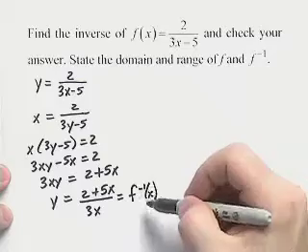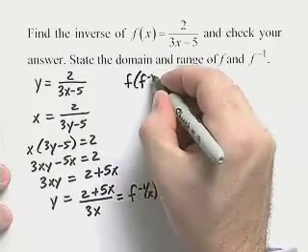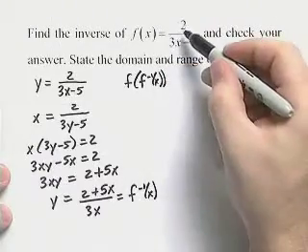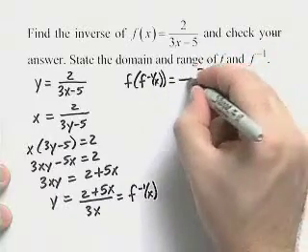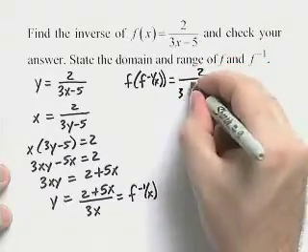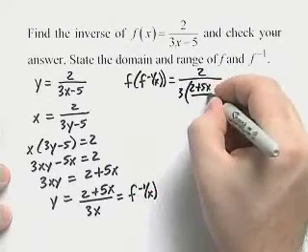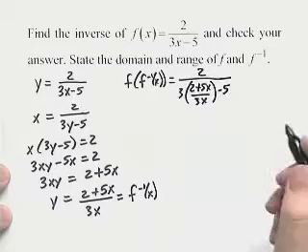To verify that this is indeed the inverse, we need to check f of f inverse of x. So we need to take our inverse function and substitute it into our original function. So we'll get 2 divided by 3, and now we're going to plug in our inverse: 2 plus 5x over 3x, and then minus 5.